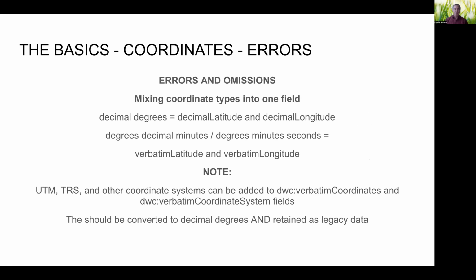One common error publishers make is they put all of their coordinate data into one or two fields. It's important to determine when you have actual coordinates and when you do not. And when you do have actual coordinates, what type of coordinates you have. If you have coordinates in UTM, TRS, or other coordinate systems, those coordinate systems should be reflected in the verbatim coordinates and verbatim coordinate system fields.